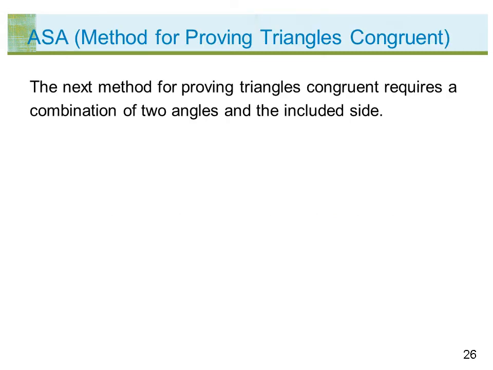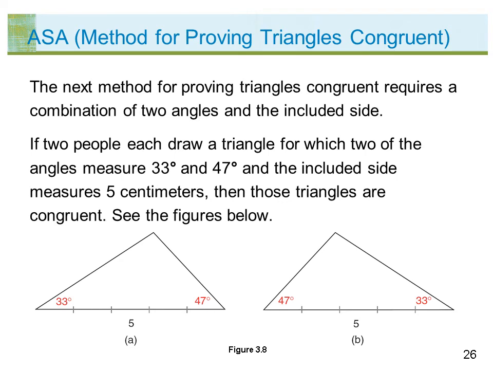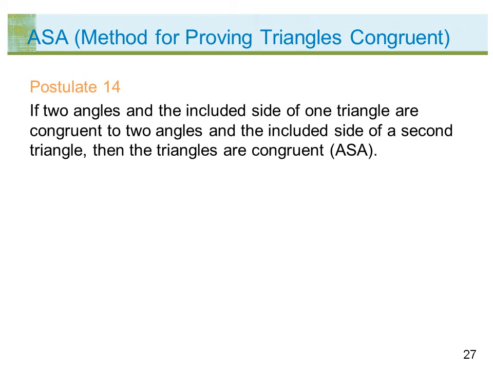The next method for proving triangles congruent requires a combination of two angles and the included side. If two people each draw a triangle for which two of the angles measure 33 degrees and 47 degrees, and the included side measures 5 centimeters, then those triangles are congruent. See the figures below. Postulate 14. If two angles and the included side of one triangle are congruent to two angles and the included side of a second triangle, then the triangles are congruent.